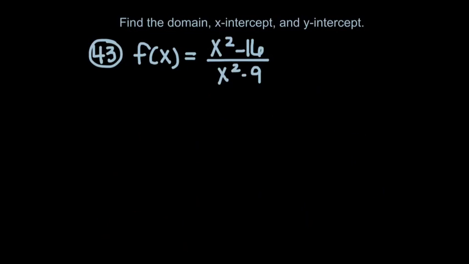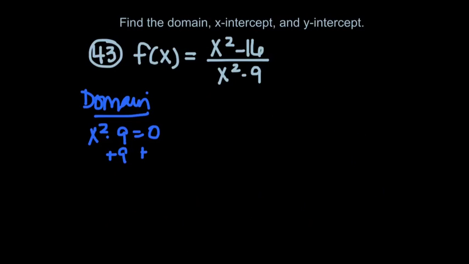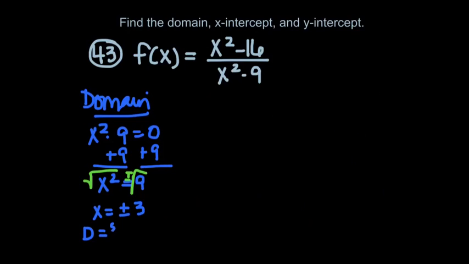Finding the domain for this function means taking the x squared minus 9, setting that equal to 0. If I add my 9 to both sides, I am left with x squared equals 9. I can take the square root of both sides, so I would have the square root of x squared and plus or minus the square root of 9. So I end up with x equals plus or minus 3. So in this case, there's two values that I have to exclude from the domain. My domain would be the set of all x such that x is not equal to plus or minus 3.